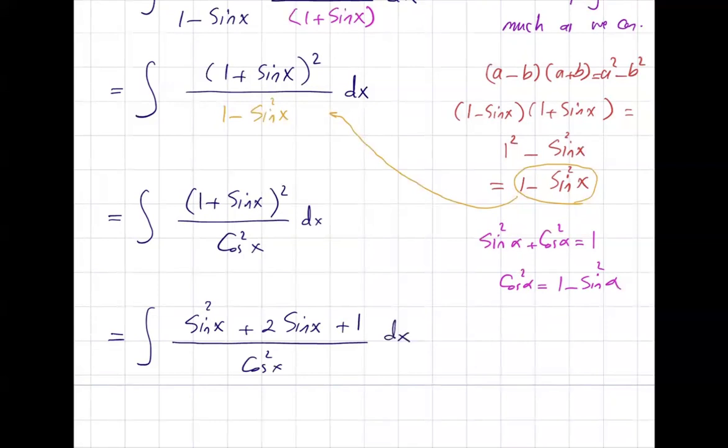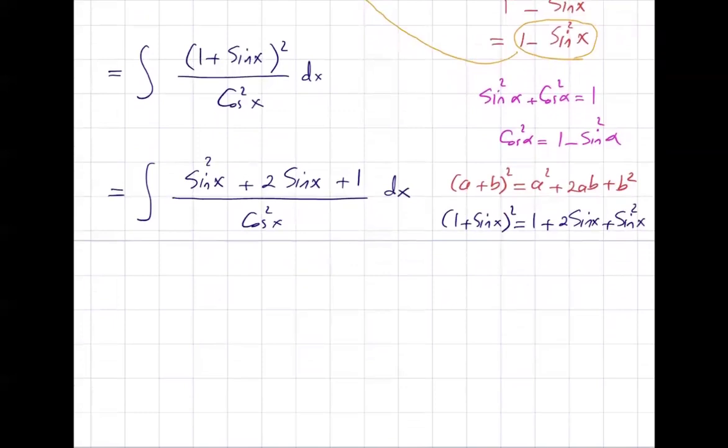Okay, how do I take this integral? My numerator is sine squared of x plus 2 times sine x plus 1. My denominator is cosine squared of x dx. So again, from algebra, if you have a plus b to the second, this is a squared plus 2ab plus b squared. So when you have 1 plus sine x to the second power, you get 1 plus 2 times sine x plus sine squared of x, but the order is not important. You get sine squared plus 2 sine plus 1.